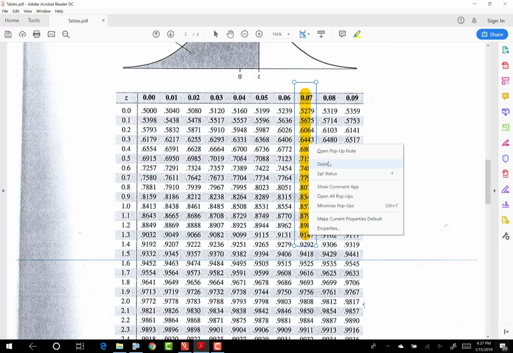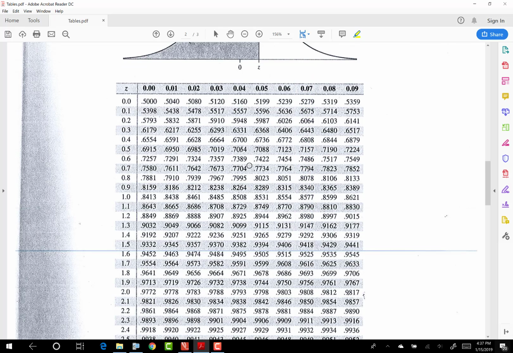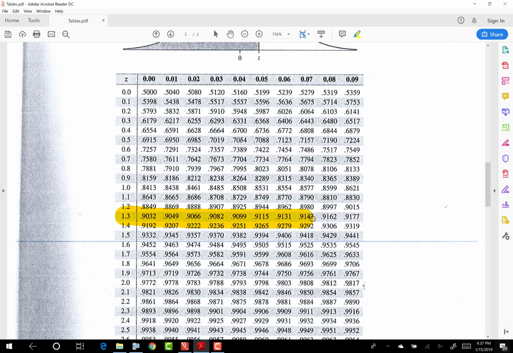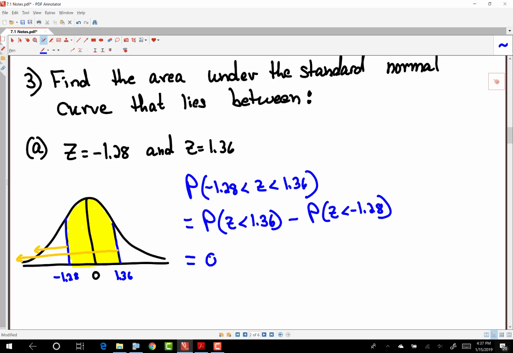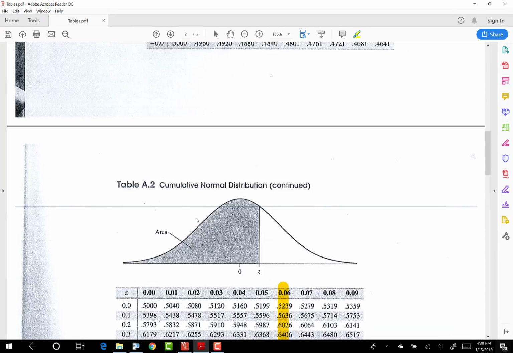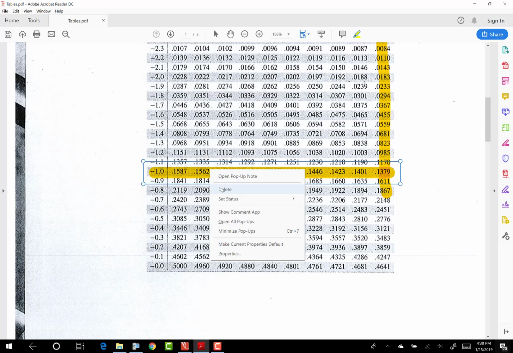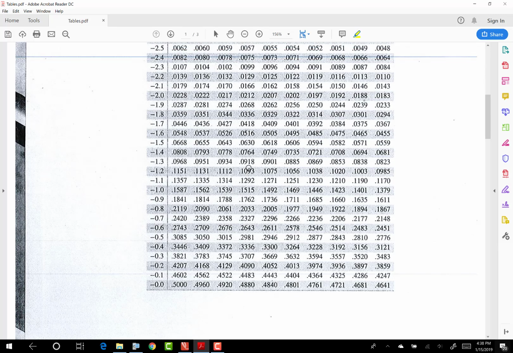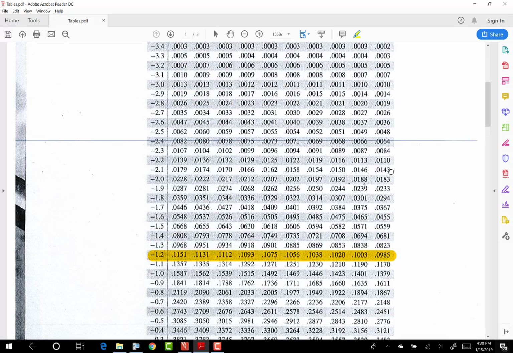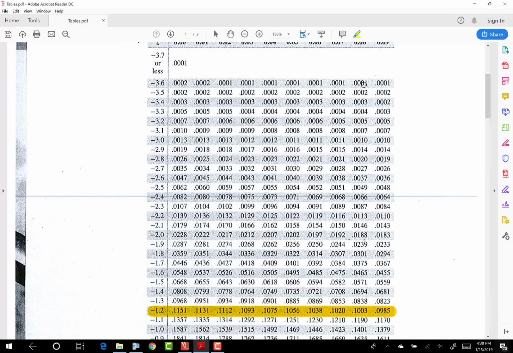Okay, so the first one that we want to find is less than 1.36. So I'm going to go down to 1.3, which is right here, and then over to 0.06, which is right here. And where they meet, that's your value. So it's 0.9131. Okay, minus, now we are going to do the same thing for negative 1.28. So for the negative values, we're going to start with negative 1.2, which is right here. And then we're going to go over to 0.08, which is this one.